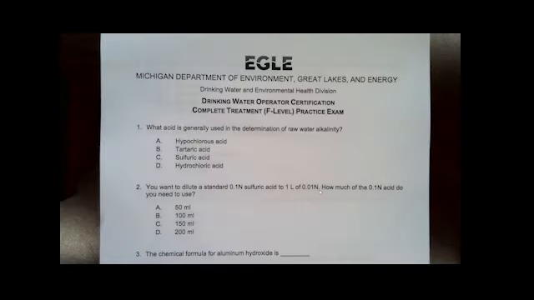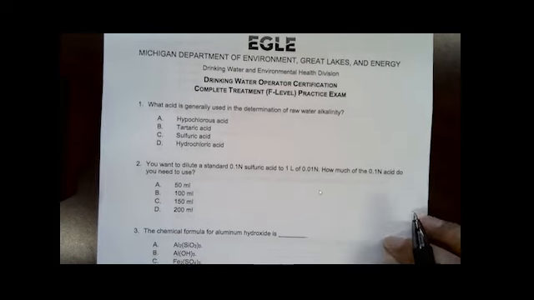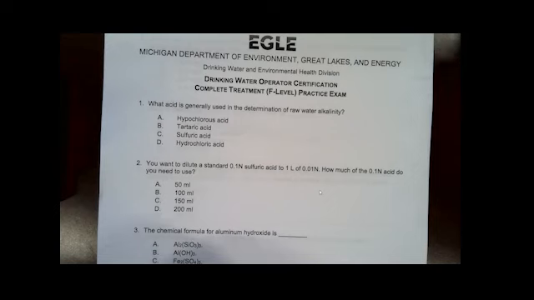So with the very first calculation-based question we have, number 2 here, it asks, you want to dilute a standard 0.1 sulfuric acid to 1 liter of 0.01, and it asks how much of the 0.1 acid do you need to use, right? So the very first thing you want to do to get a dilution from one normality to the other, you would first need to know what equation you need to use.